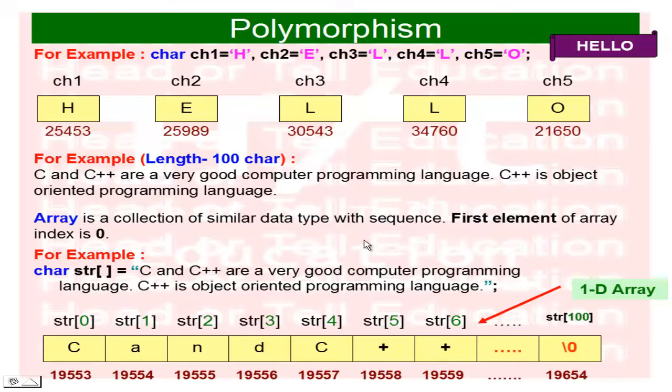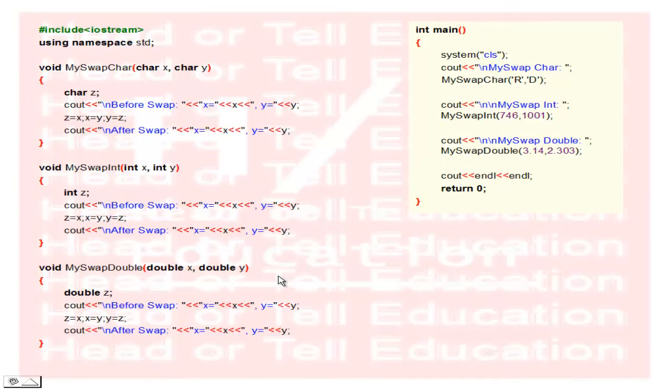So this is the concept behind polymorphism. Next, in our program code we have 3 functions. The first function name is my swap character, the second is my swap int, the third is my swap double, and to each function I have passed different parameters.